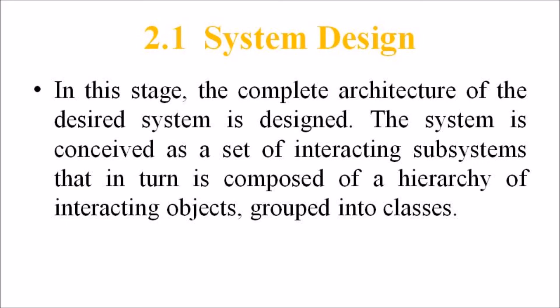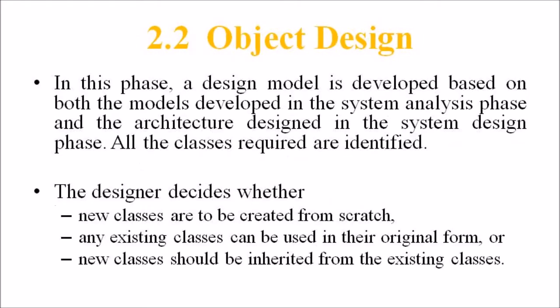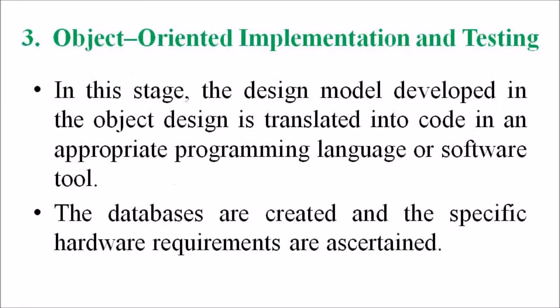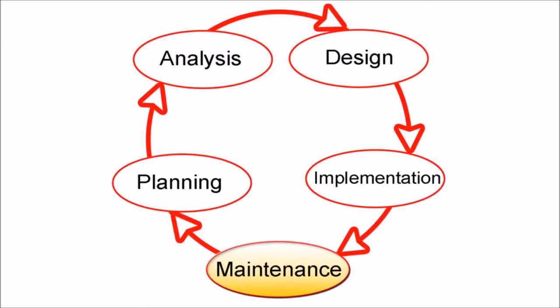When it comes to the object design phase, the design model is developed based upon both the models developed in the system analysis phase and the architecture designed in the system design phase. And the last step is the object-oriented implementation and testing phase. In this phase, the design model is implemented using a software tool, and the quality is ensured by carrying out the testing phase, the errors are rectified, and the final product is delivered to the customer. So these are the object-oriented designing, implementing and testing phases.